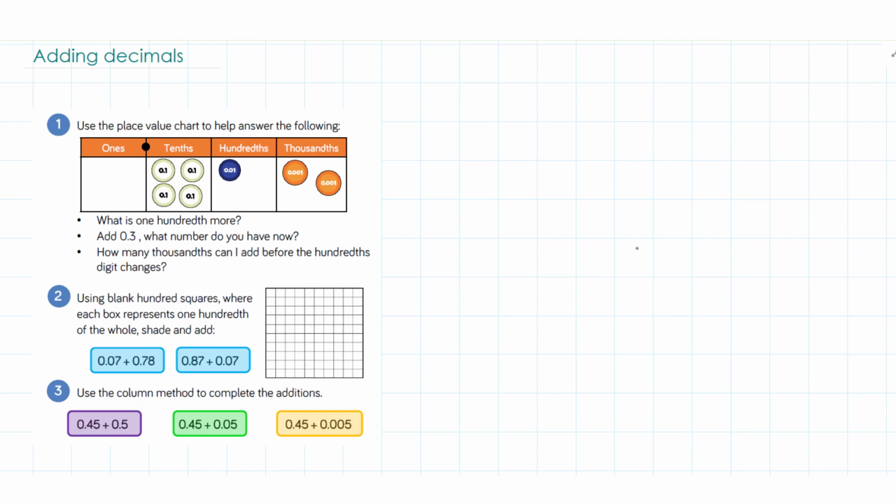The second one says using blank 100 squares. You're asked to do that addition now. You may or may not have that at home. If you have squared paper at home, it's easy enough to make a 100 square. Otherwise, it might be tricky, but you might be able to imagine it or describe it on the screen. And number 3 is just using the column method to complete those additions. It's all about place value, lining up the digits very, very carefully.